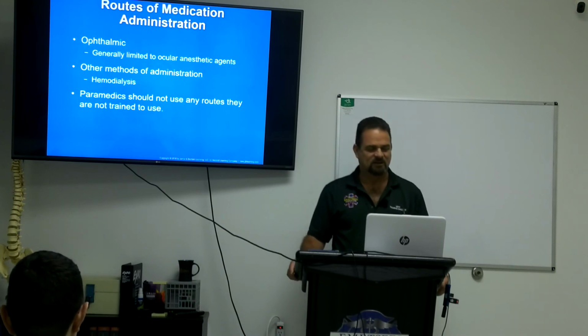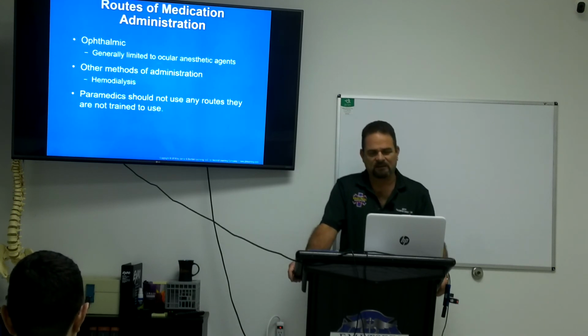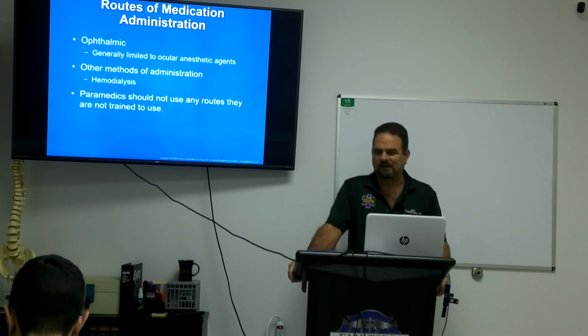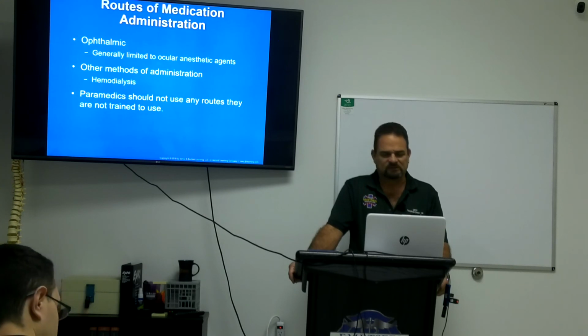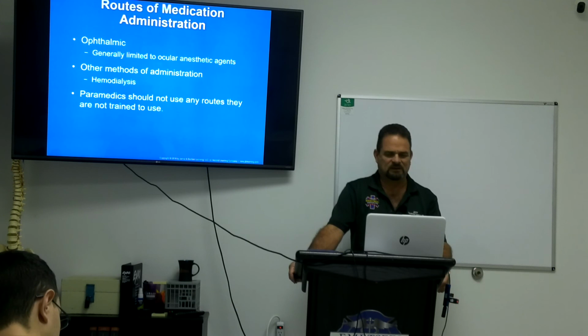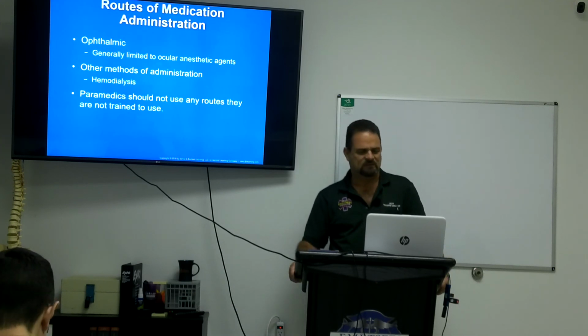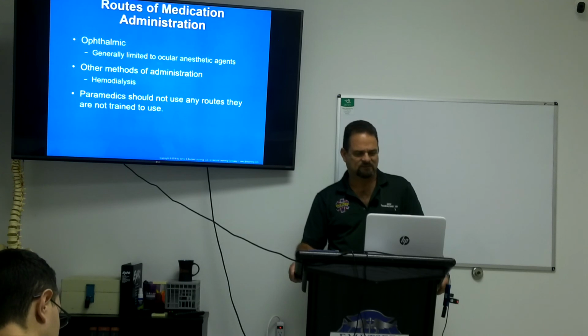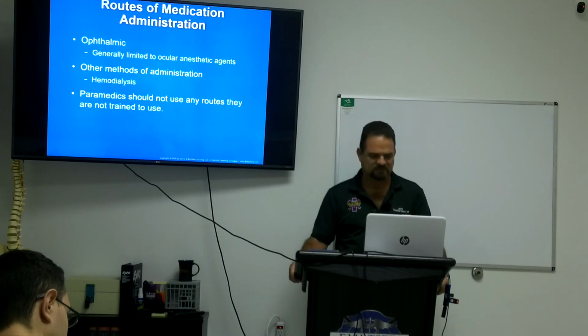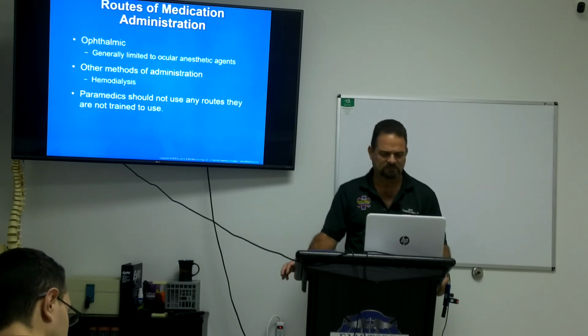Then you have ophthalmic. Ophthalmic is generally limited to ocular anesthetic agents to facilitate irrigation of the eyes, and it does carry the possibility of systemic toxic effects. Other methods of medication administration could be through hemodialysis, where blood is pumped through the dialysis machine, exposing the blood to dialysate solution before returning to the patient. In hemodialysis, the dialysate solution removes toxins, excess electrolytes, and other chemicals.